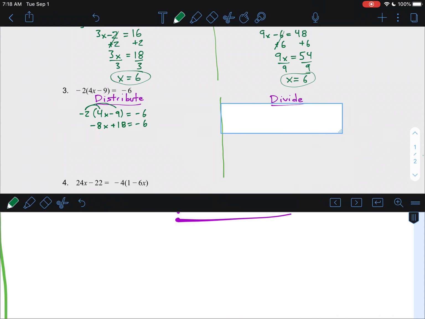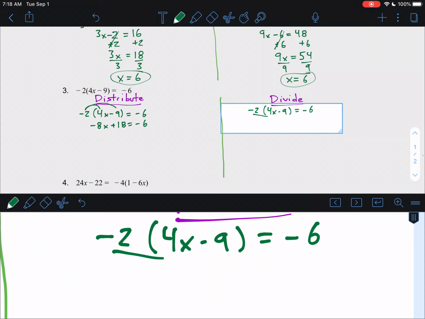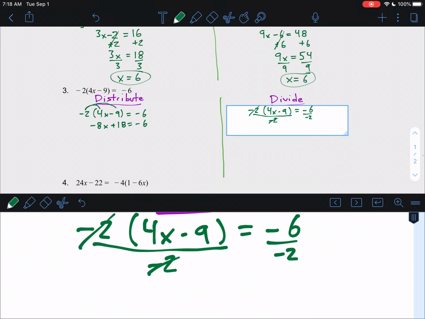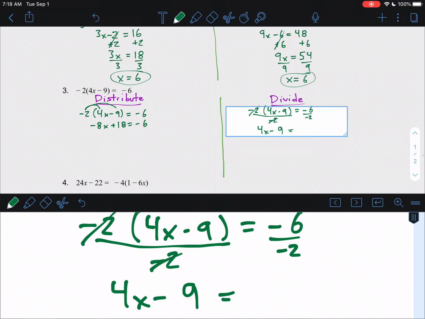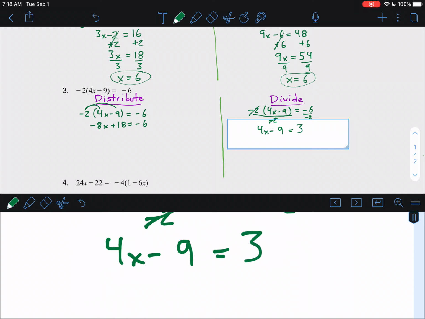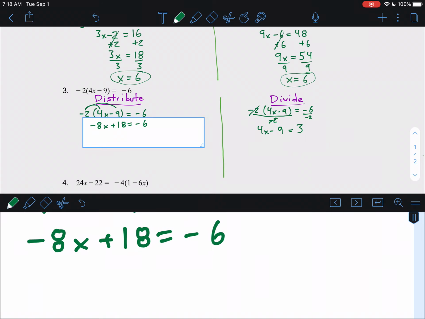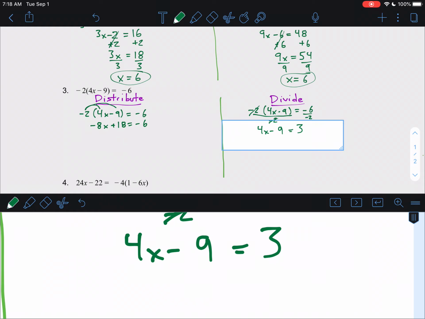But if we divide both sides by that negative 2 first, so that would look like negative 2 times 4x minus 9 equals negative 6. Divide both sides by negative 2. So those cancel out, and I'm left with 4x minus 9 on the one side. And negative 6 divided by negative 2 is positive 3. So I have negative 8x plus 18 equals negative 6, or 4x minus 9 equals 3.